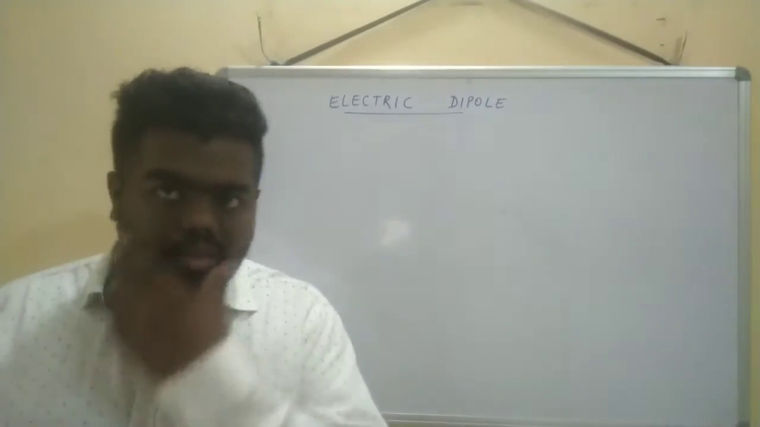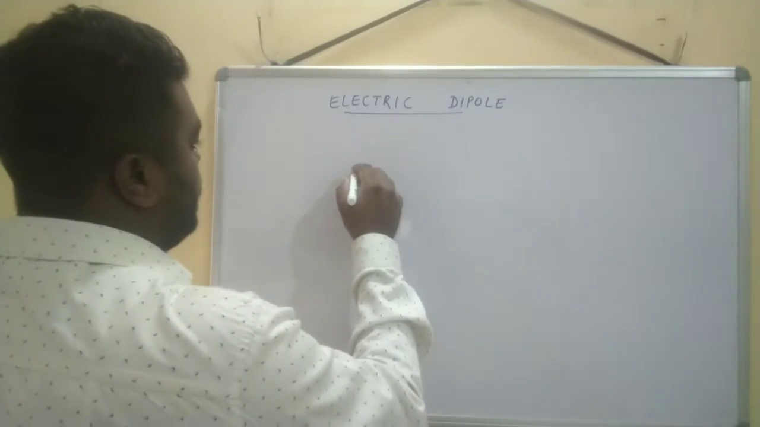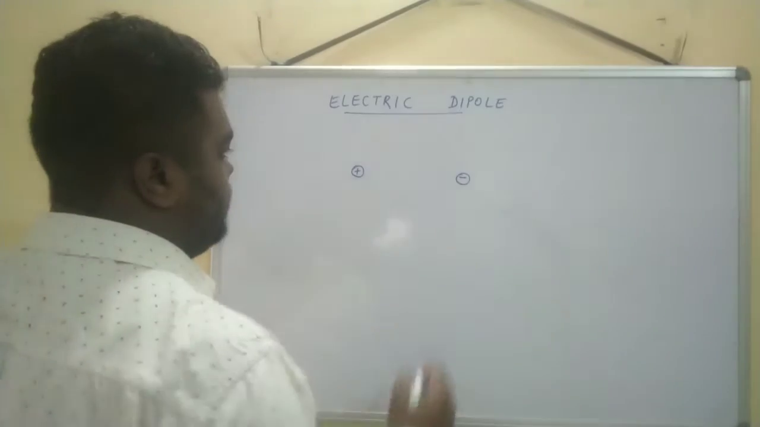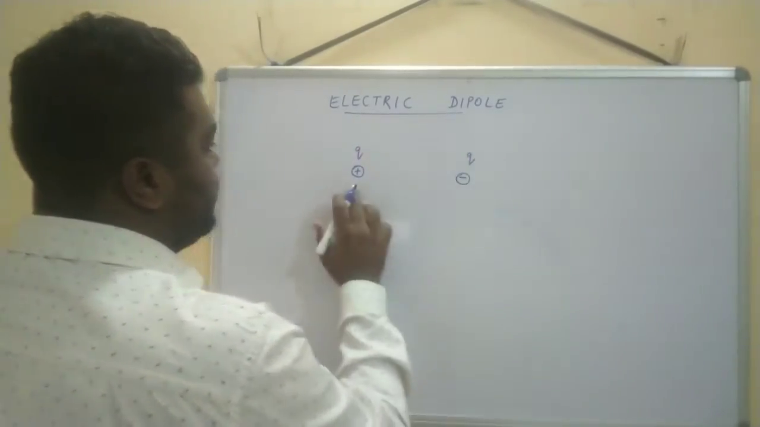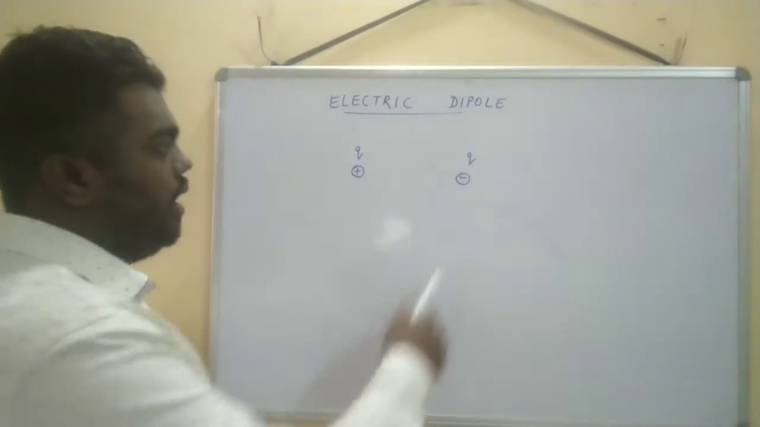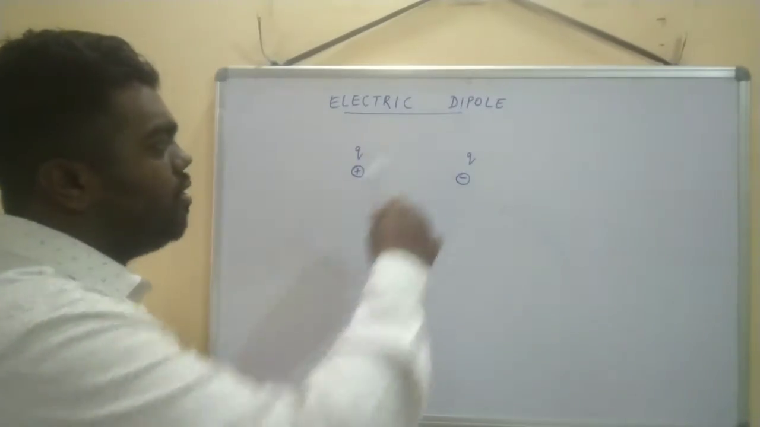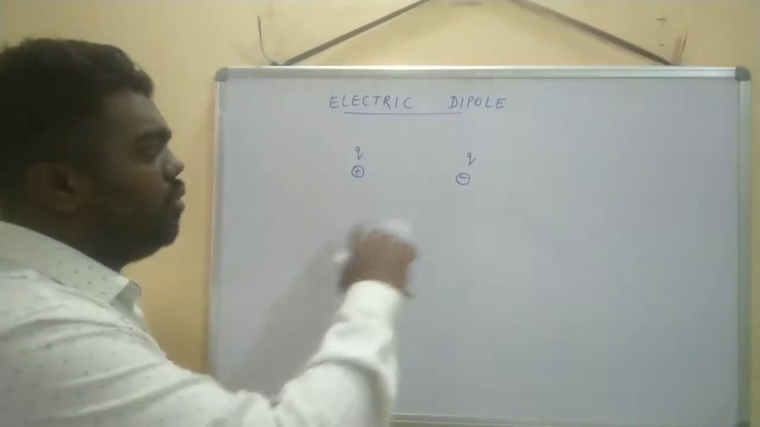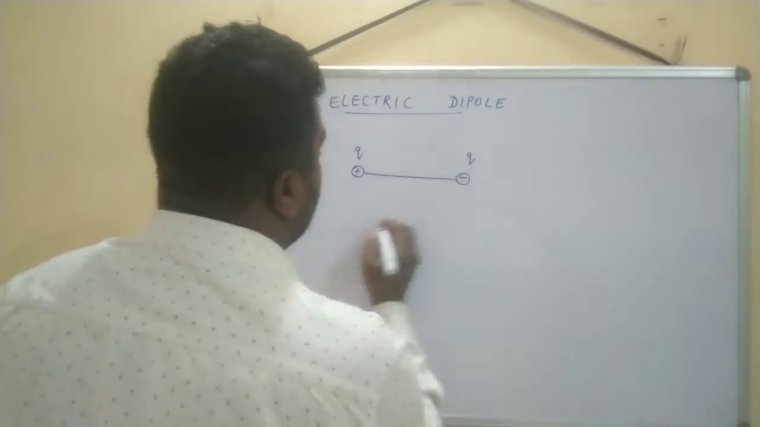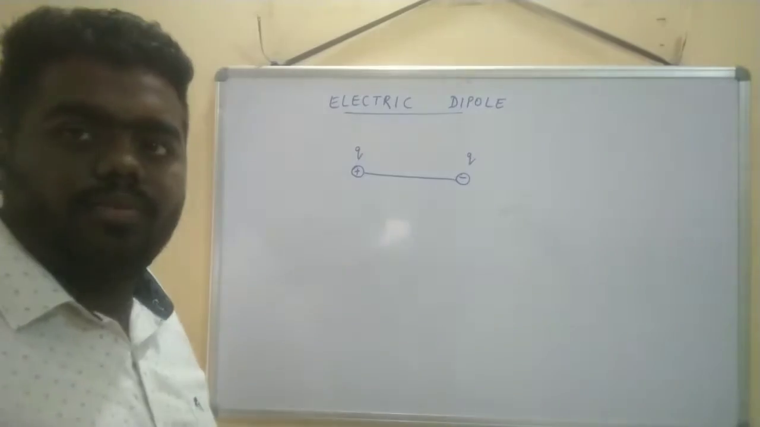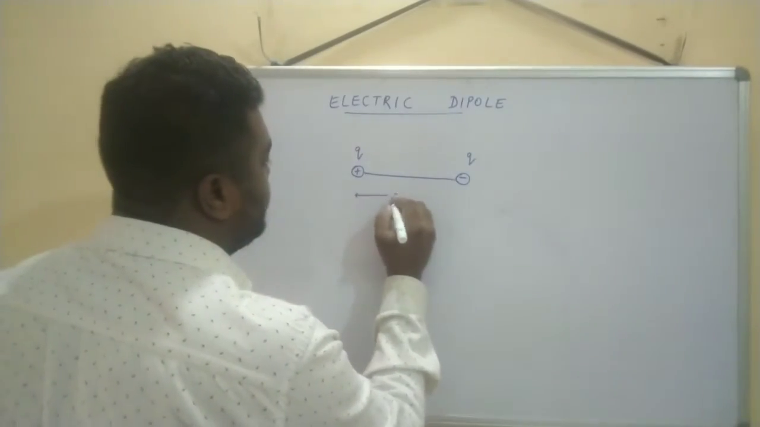Okay, pair of equal and opposite charges. For example, this is a positive charge and this is a negative charge. Opposite charges and both should be equal. So the magnitude of this plus is Q and this negative charge is also Q. The magnitude of the charges is equal, and these two are separated by a small distance. That small distance is taken as 2L.